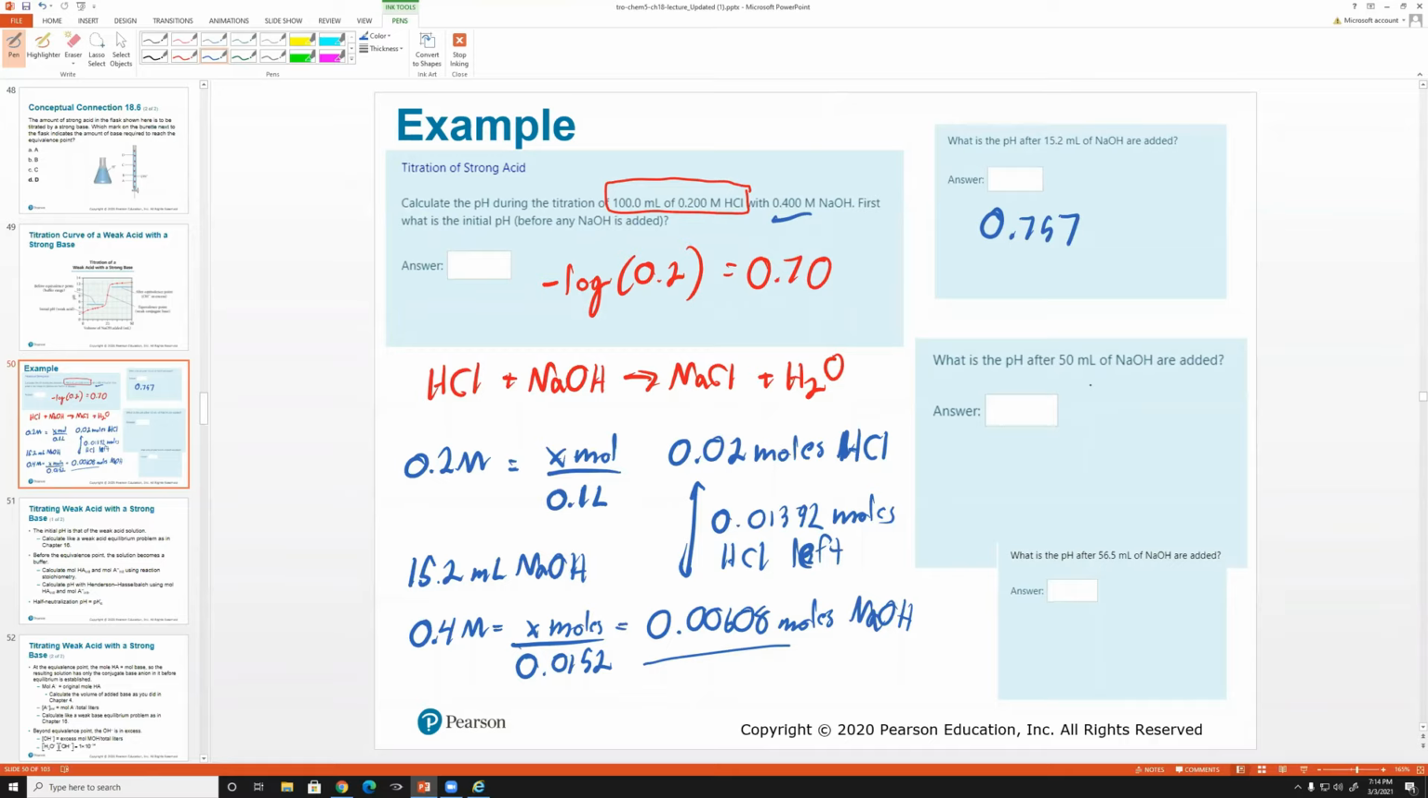Next, what happens if you add 50? So we're going to add 50 mils. So if you add 50 milliliters, here's what we can do. I'm going to erase this part. And keep in mind, these questions, it doesn't mean 50 milliliters more. It just means 50 milliliters.